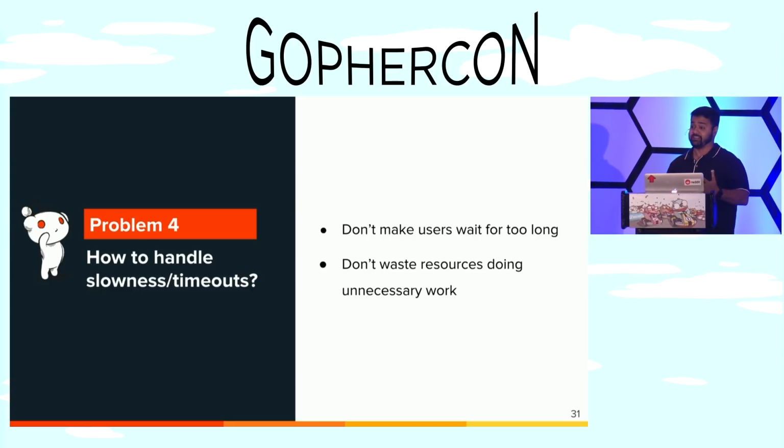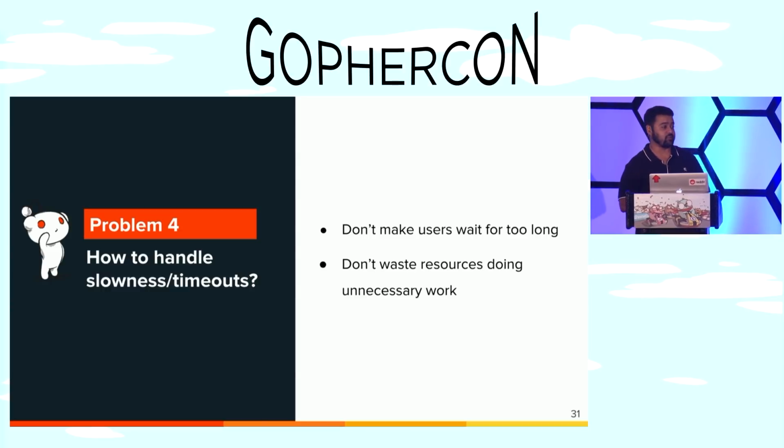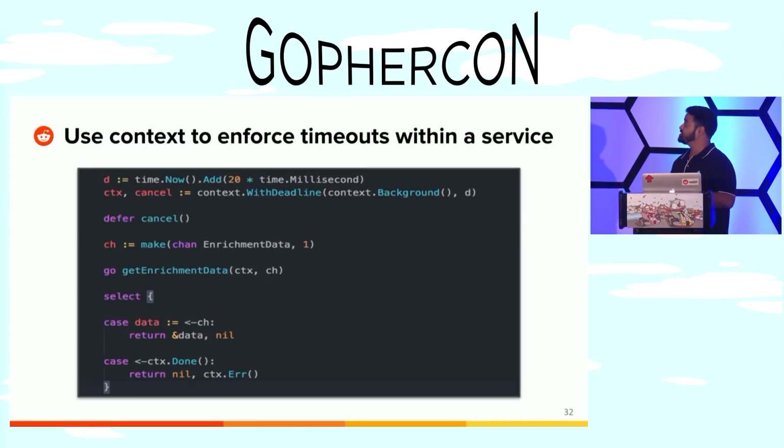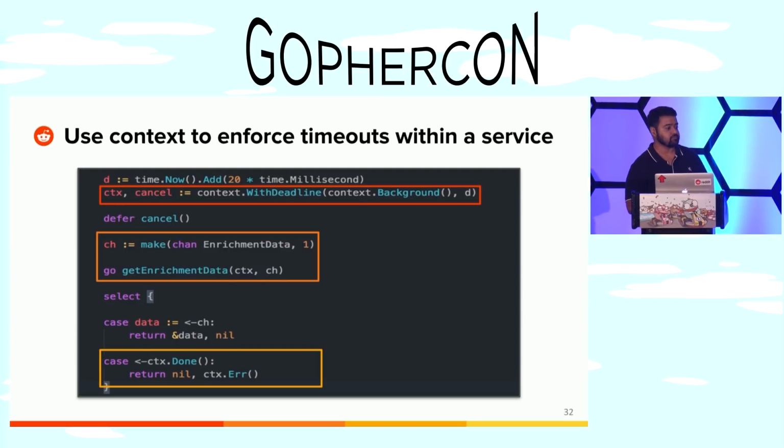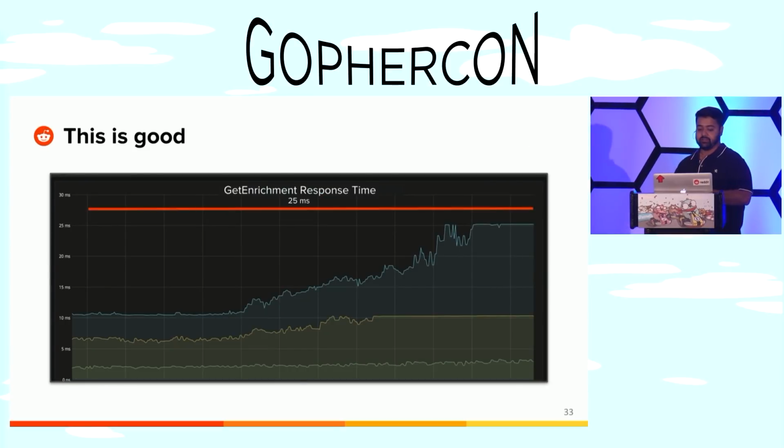So the first is easy. When we built our first prototype, we built it for the happy path. We expected everything to work. And then we quickly realized that's not going to happen, so we needed to add timeouts to our services. Here's an example of adding a deadline to the context object and then making sure that you pass it through and you exit early if that deadline expires. And this is good.